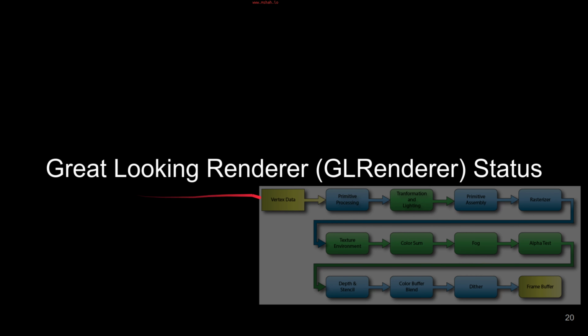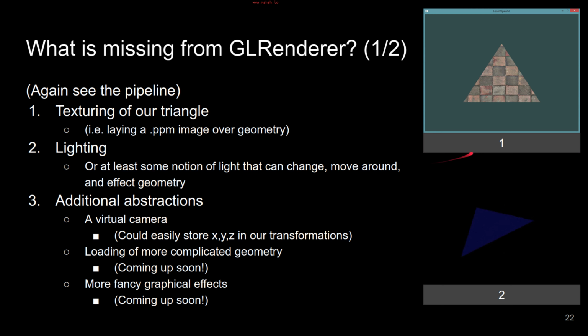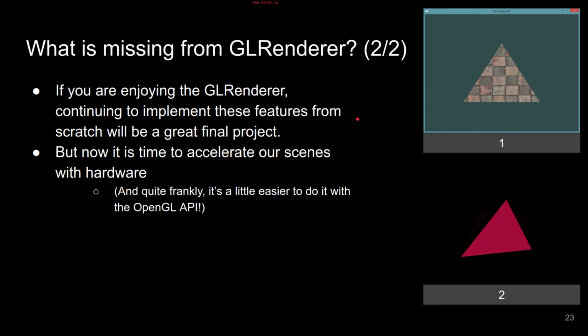The sort of old school stuff, and we were implementing each of those stages there in our great looking render. So, there's plenty more steps to take to finish our pipeline. We could continue emulating what has been done before, sort of following this pipeline of plotting vertices, building triangles, transforming them, sort of viewing our scene, so talking about cameras, and then rasterizing our triangle finally. Okay, so again, there's some stuff missing: texturing, lighting is missing, and a few other abstractions. So I think this could be a really cool final project if someone says, hey, after doing this OpenGL stuff, I want to implement some of it from scratch to really understand it. That would be a cool project.